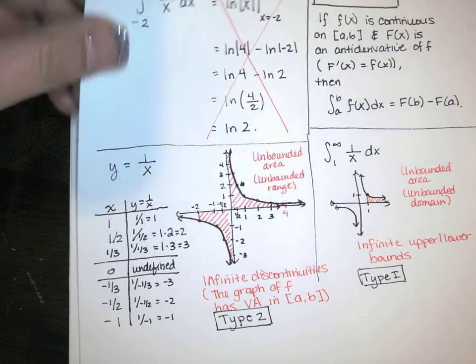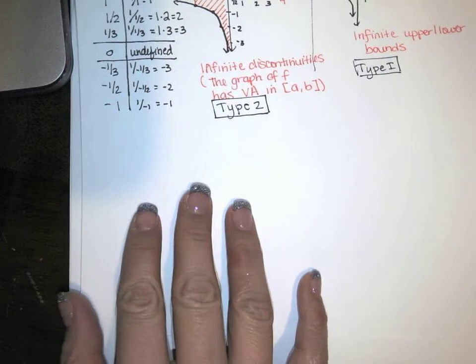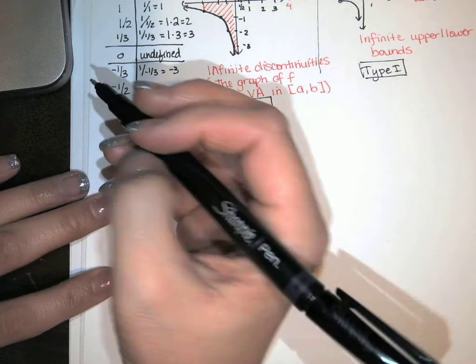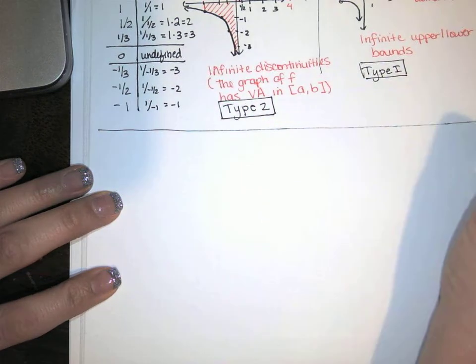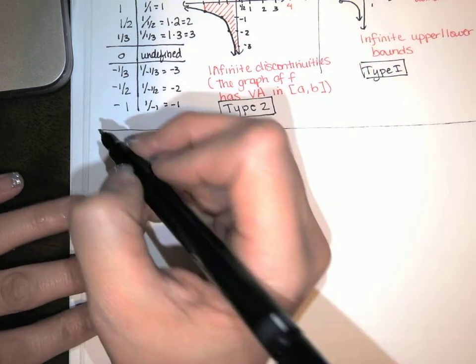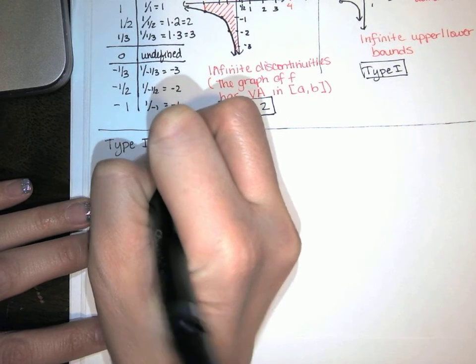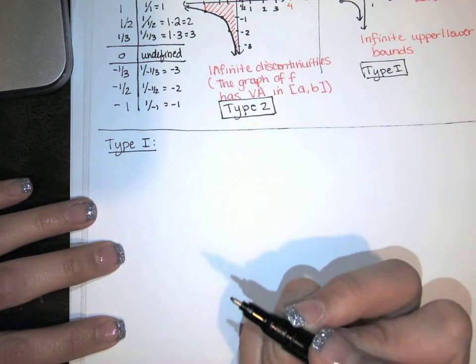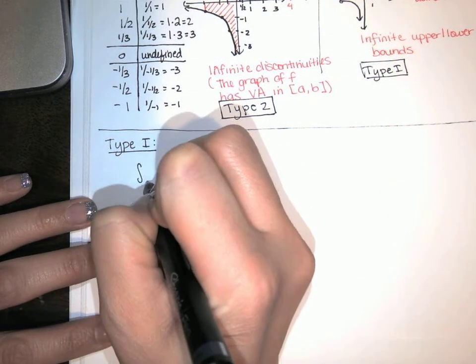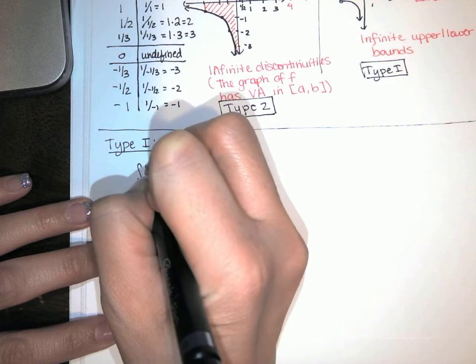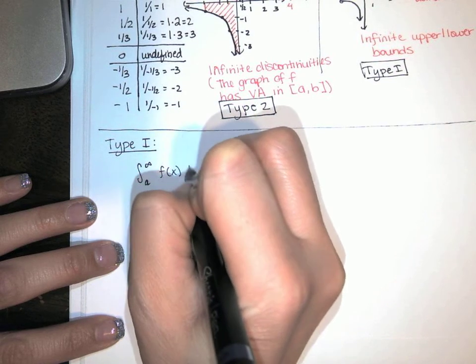And we'll get back to that when we talk about sequences and series later this semester. So let's just talk about type 1 improper integrals. You've got three types of type 1 improper integrals. You might have the integral from a to infinity of f of x dx.